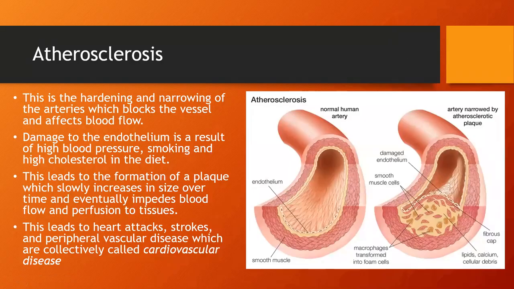Let's talk a little bit about atherosclerosis. Atherosclerosis is the gradual hardening and narrowing of our vasculature, particularly the walls of arteries, which blocks these arteries and affects the perfusion, the ability of these organs to receive adequate nutrients and oxygen. This is usually brought about by inflammation and damage to the endothelium, which is the underlying layer of the blood vessel.